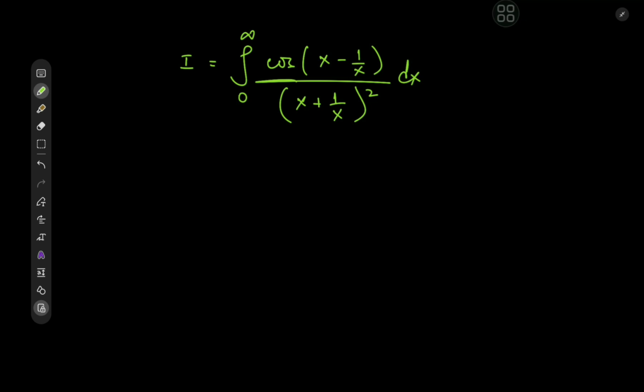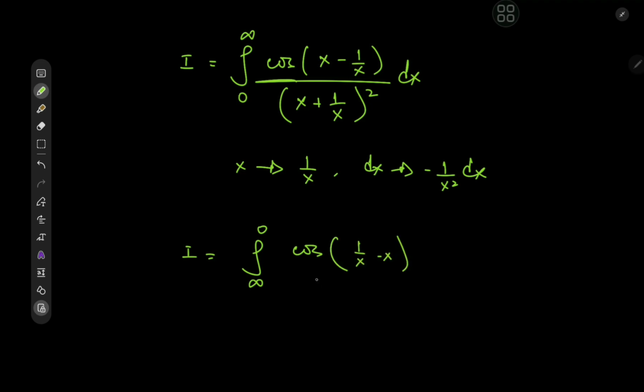For starters, due to symmetry, because we have both x and 1/x, it could be useful to introduce the transformation that takes x to 1/x, and that takes dx to negative 1/x squared dx. Now I will be the integral from infinity to 0 of cosine of (1/x minus x) divided by (x plus 1/x) squared times negative 1/x squared.